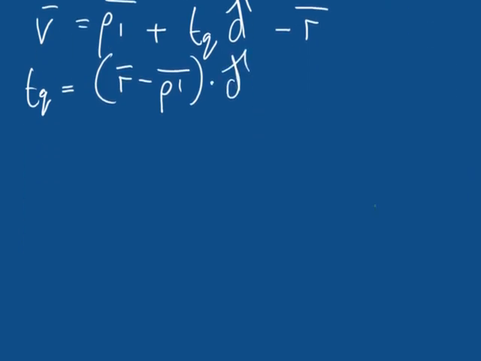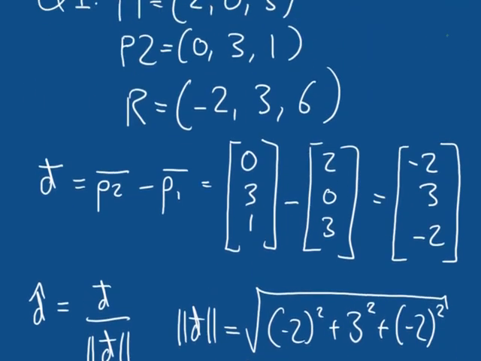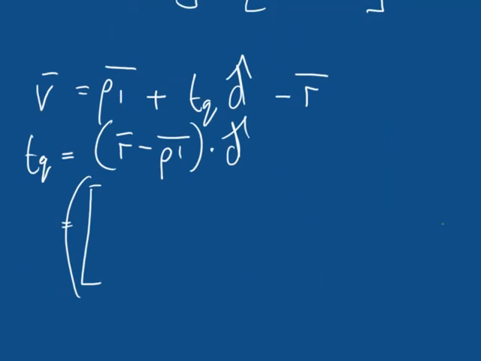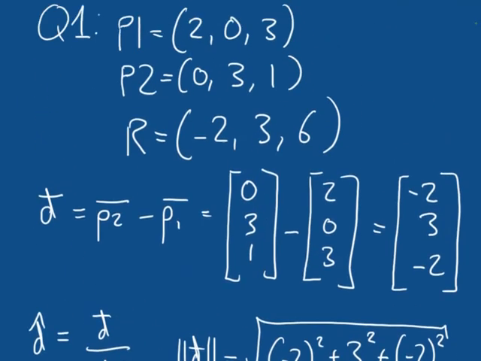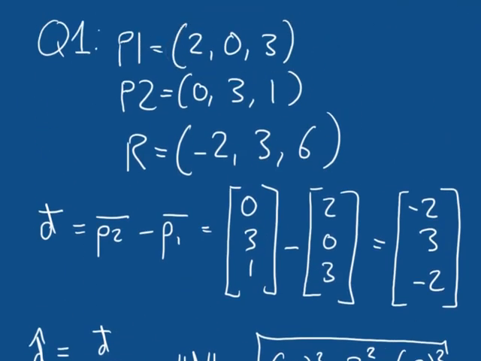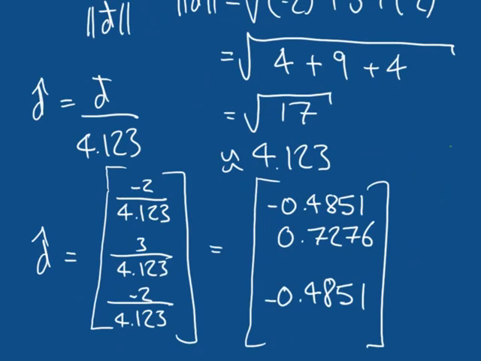So let's solve for tq. It's going to be equal to our vector r, the position vector of point r, so it's minus 2, 3, 6, minus p1, the position vector for point p1, so that's minus 2, 0, 3.